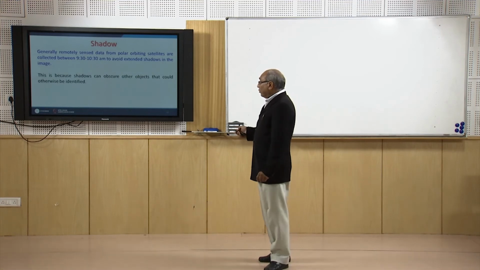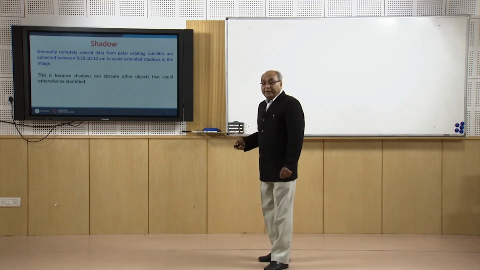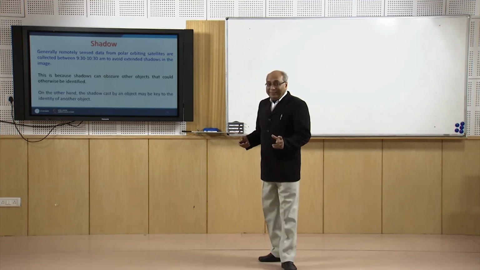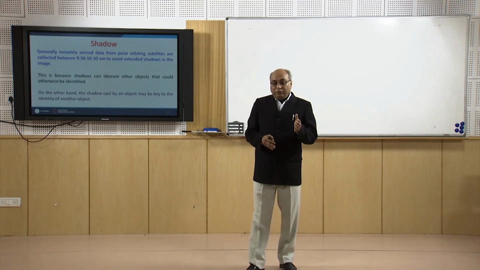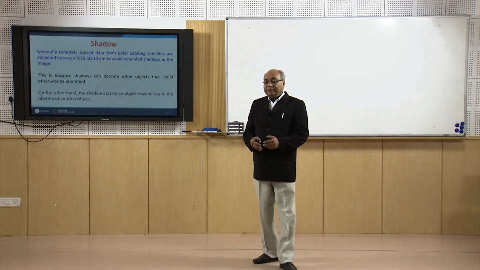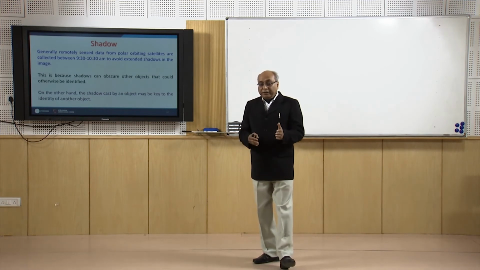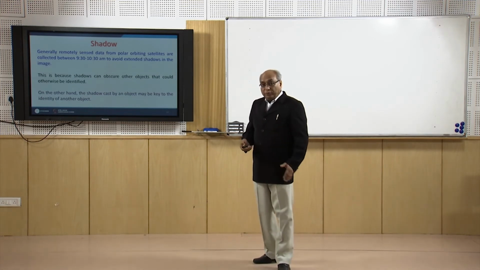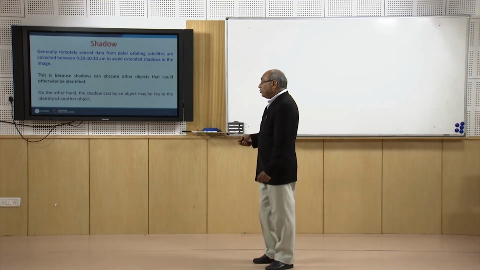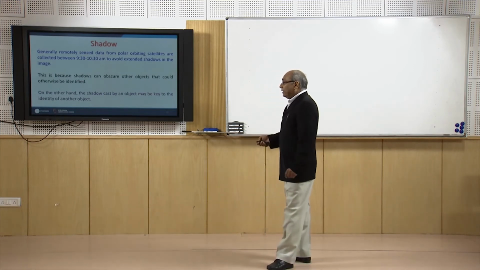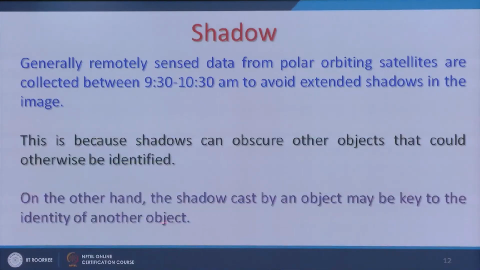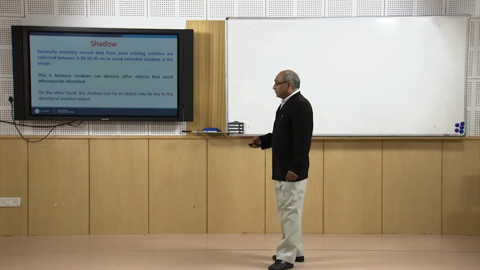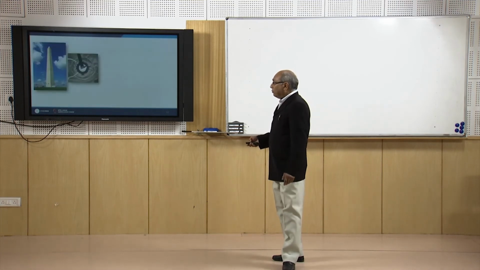But shadow can obscure other objects that could otherwise be identified. Especially in hilly terrain like the Himalaya, where you have high ruggedness, there is a mountain peak and suddenly there is a valley, and then in your satellite images you would find large shadows, and these shadows may give you wrong interpretations. So one has to be very careful. The shadow cast by an object may be the key to identifying another object. So the shadow generally helps, but sometimes it can also create problems.